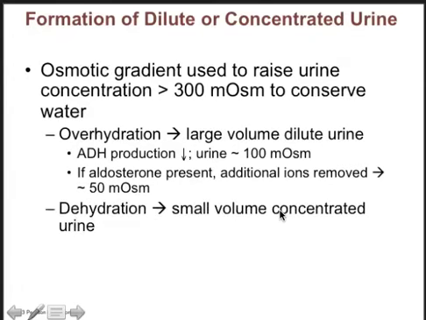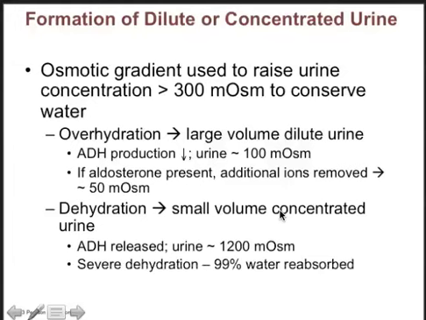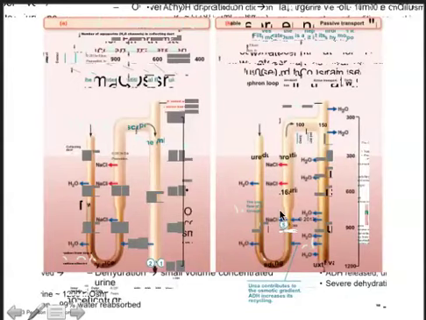In dehydration, we have a small amount of concentrated urine. Why is this? Well, we want to hold on to as much water as we possibly can. ADH is released, and the urine is very concentrated, up to 1200 milliosmolar, and will usually be a dark yellow to almost orange color. In severe dehydration, 99% of the water is reabsorbed from the urine before it leaves the body.